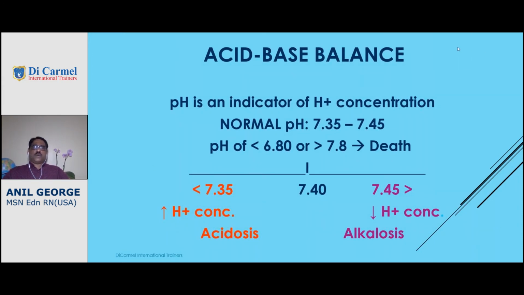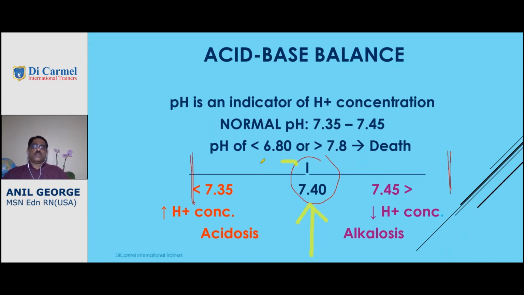Yes, so remember our range: 7.35 to 7.45. I'm sure we know this, the safe range. And within that safe range, you see 7.4. That's like the center, the perfect middle. So if someone is in the perfect state of acid-base status, this is where our blood pH should be.